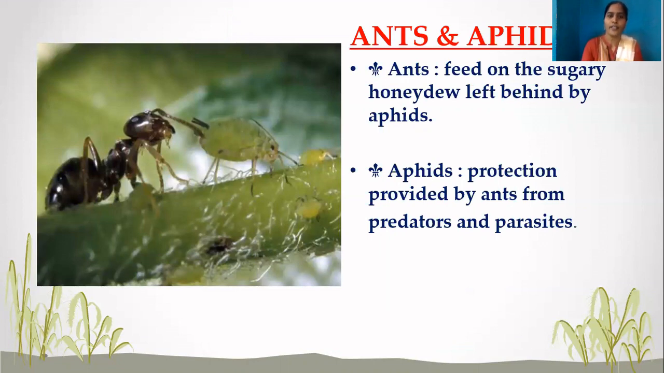The next example we have is ants and aphids. Ants feed on the honeydew left behind by the aphids. The aphids are provided with protection from the predators and the parasites by the ants.